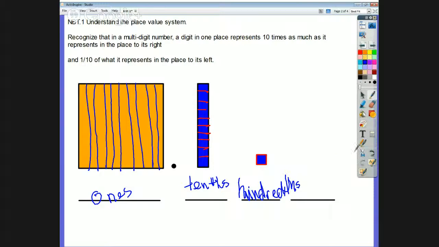And it keeps going, and they keep getting smaller, so that in the hundredths place, this piece right here represents 1/100th of this. It would take 100 of these to fill in the ones place. And that's what it means when the standard says represents 10 times as much. One place represents 10 times as much as the place to its right. Because as we go further to the right, the places represent 10 times less, or 1/10.